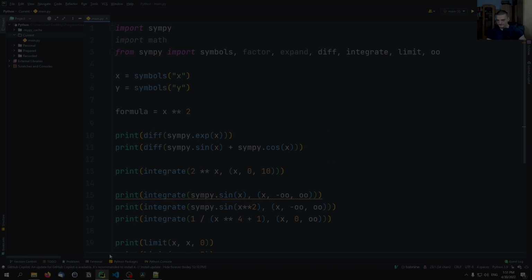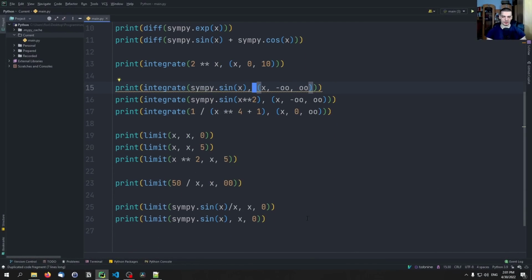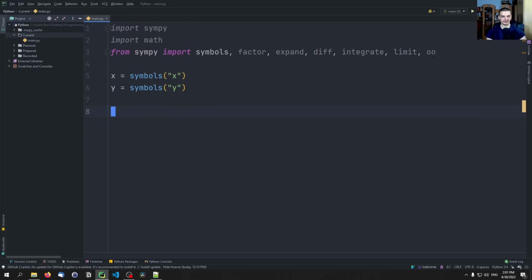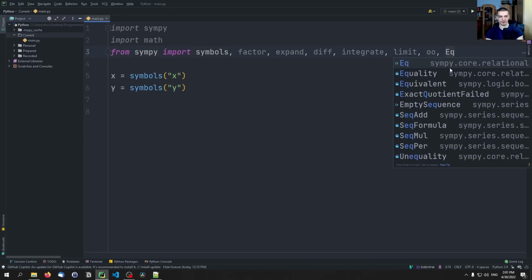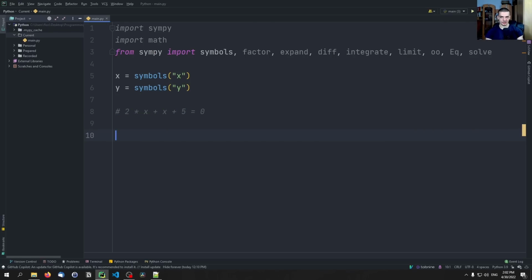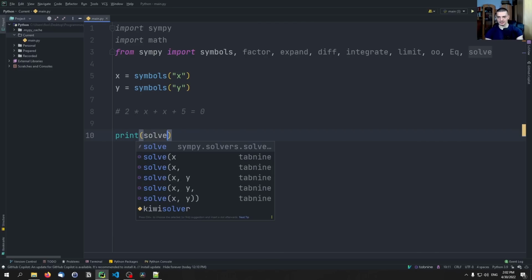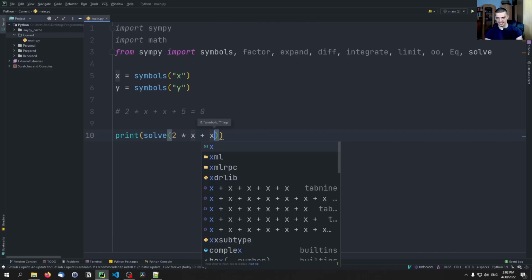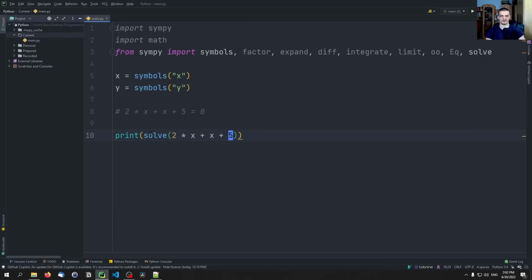And yeah. Now we can also use SymPy in order to solve equations. And for that, I'm going to get rid of all this here. And also this here, and at the top here I'm going to import EQ for equation and solve for solving the equation. And then we can have the equation, for example, 2 times x plus 5 is equal to 0. And if I want to solve that equation using SymPy, what I do is I say print solve and then just 2 times x plus 5, and I don't have to specify the 0.